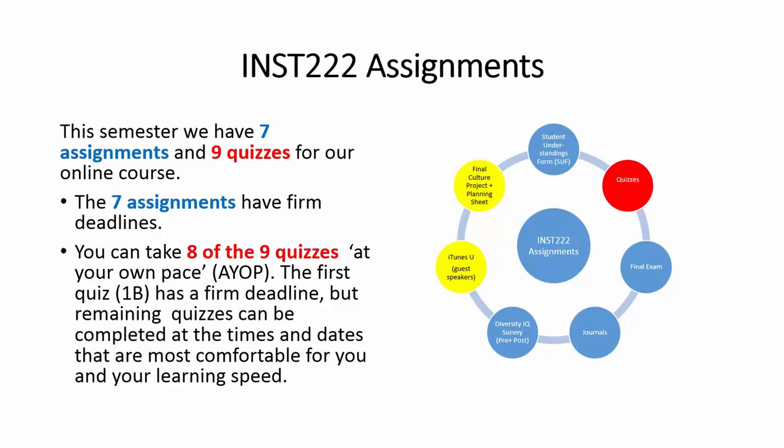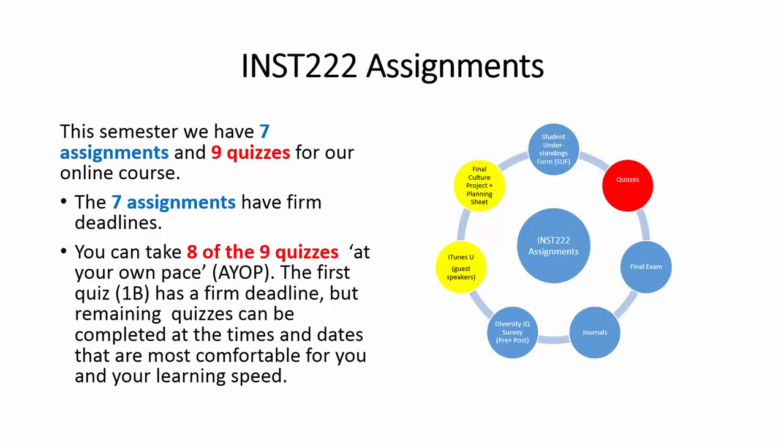Now the 7 assignments have firm deadlines. If you take a look at the image on your right, you'll see all of our assignments, and the spheres that are highlighted in yellow are our group assignments, and all of the other items are your individual assignments.